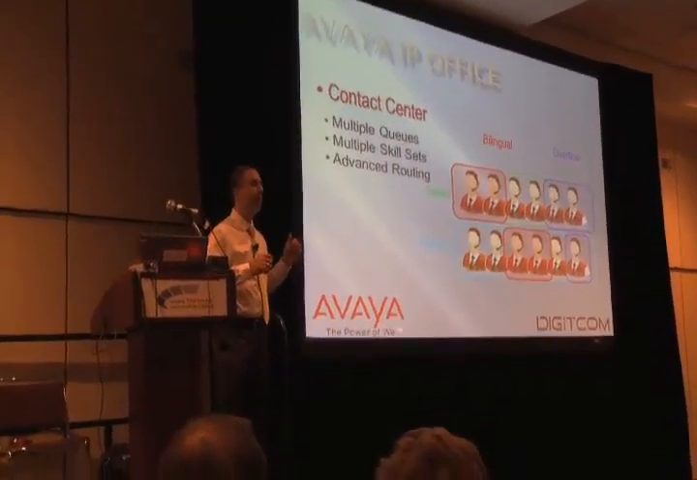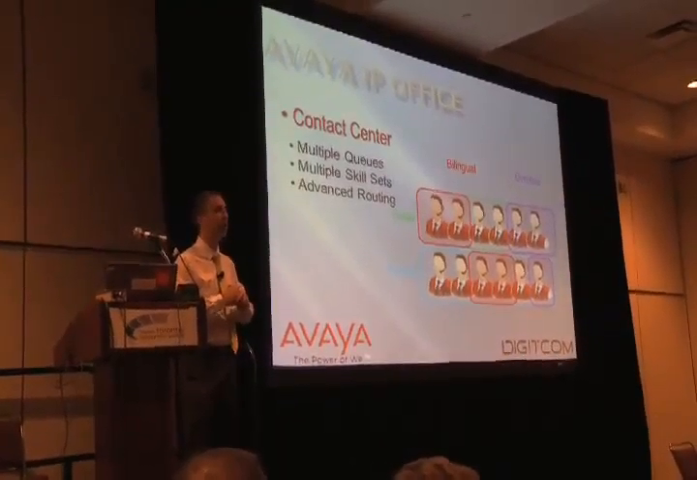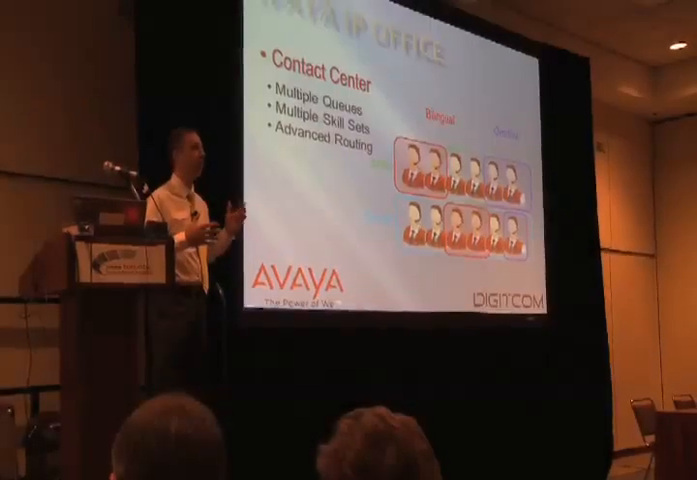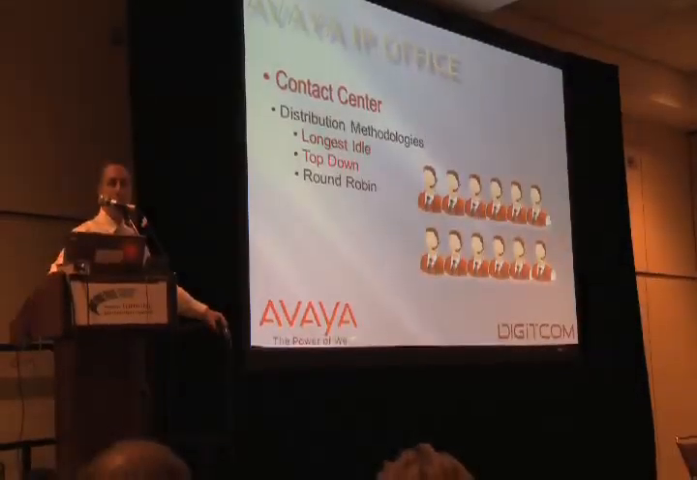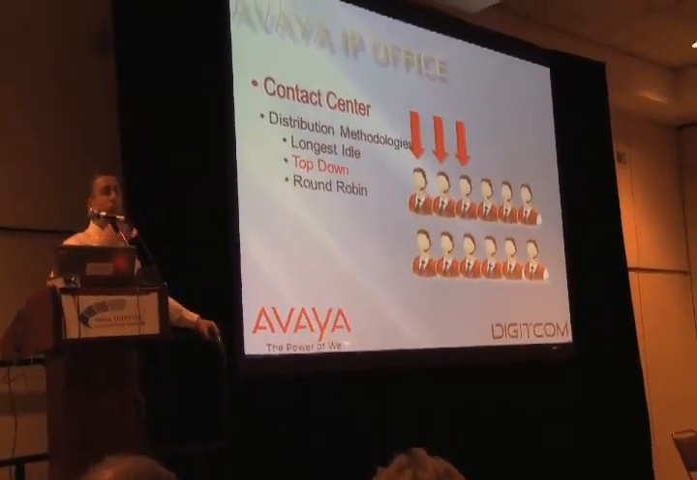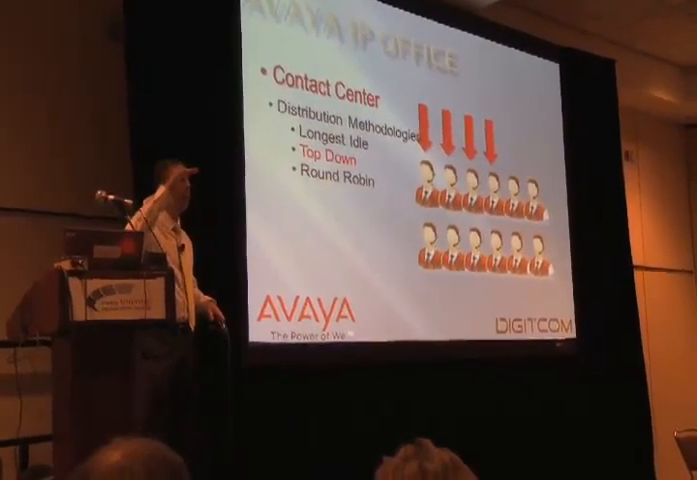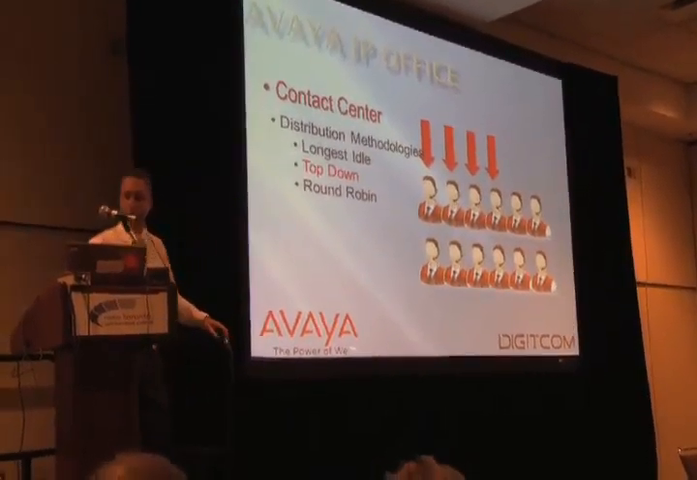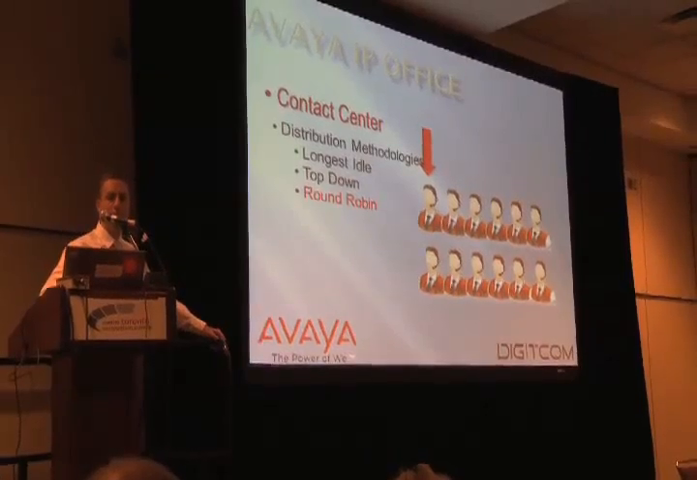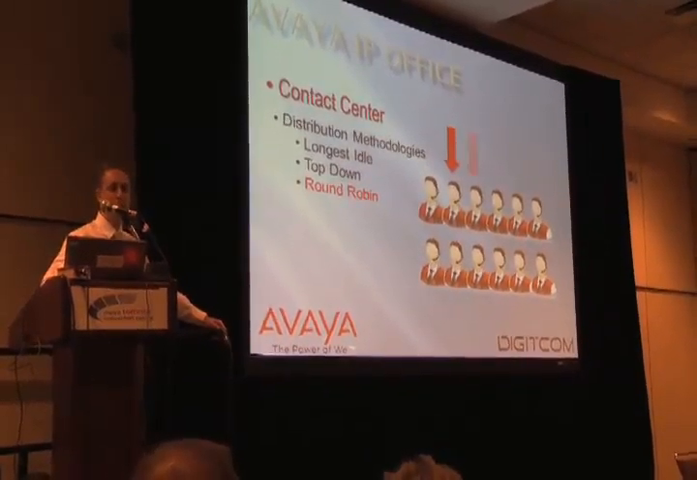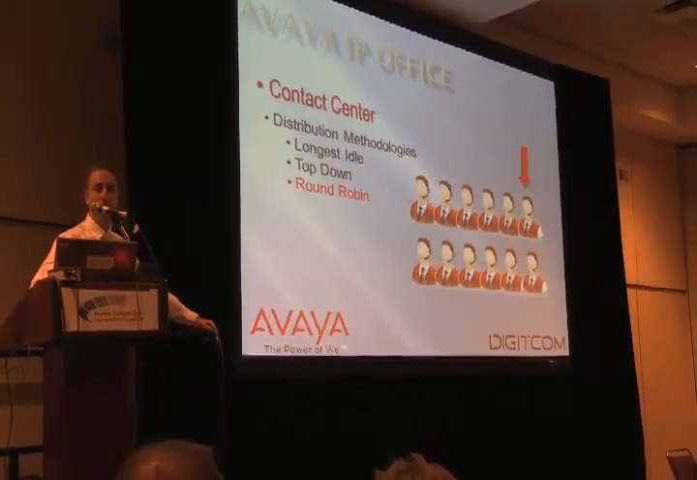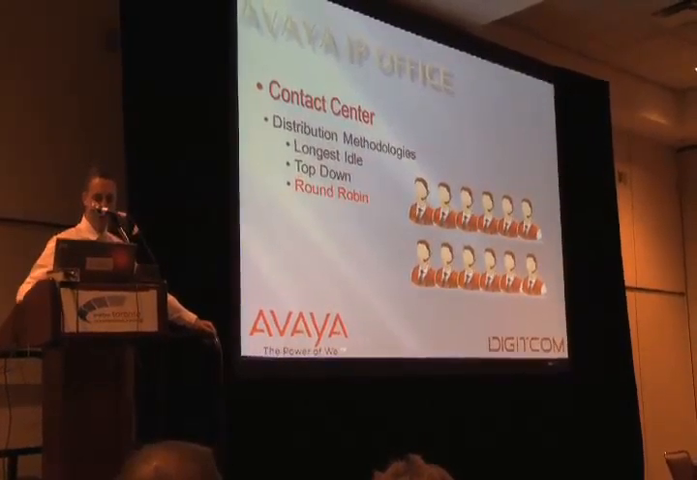Now, one of the things that we won't really have a lot of time to touch on as part of this presentation, about 10 minutes, I'll show you some of the screens, say top down. So it always goes to the first agent, to the top, then the second, third, fourth, fifth. So always 1, 2, 3, 4, 5, etc. Or we can transfer in round robin. So transferred agent 1, 2, 3, 4, 5, 6, and then back again 1, 2, 3, 4, 5, 6.